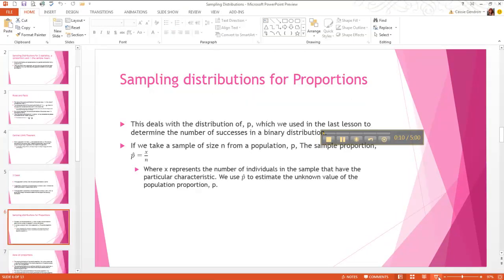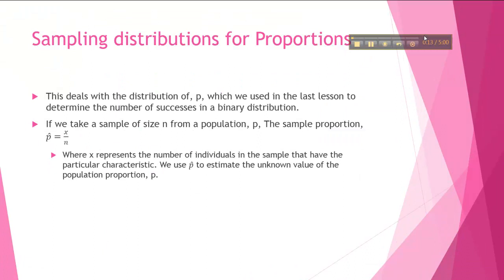When we're talking about sampling distributions for proportions, this deals with the distribution of the statistic p, which we used in the last lesson to talk about the number of successes in a binary distribution. So if we take a sample of size n from a population proportion, the sample proportion is x over n. X represents the number of individuals in that sample that have the particular characteristic we were looking for. Like from last chapter, an example of that is 19% of CEOs own luxury cars. That would be our p for that problem.